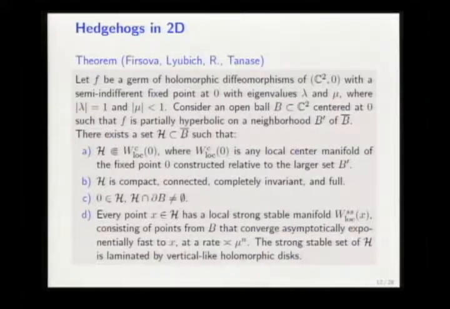And it comes with a local strong stable foliation over the hedgehog. So points converge asymptotically fast at a rate close to the dissipative eigenvalue. So this is what a hedgehog is. This theorem tells us about the existence of hedgehogs. But now we want to understand the dynamics of such hedgehogs for germs of C2.